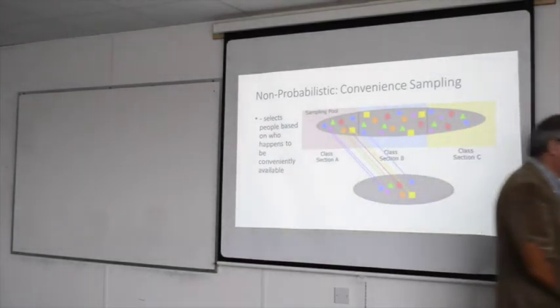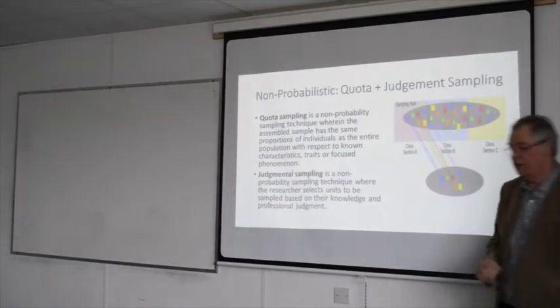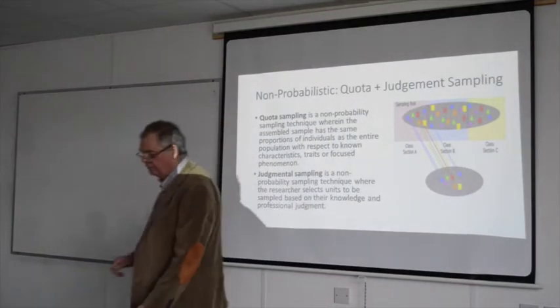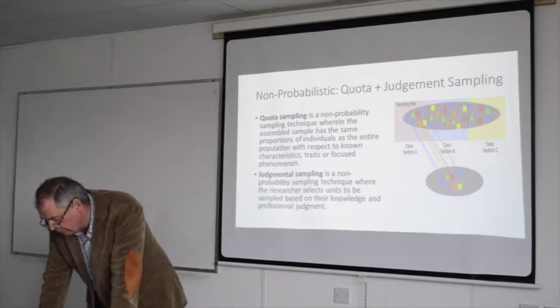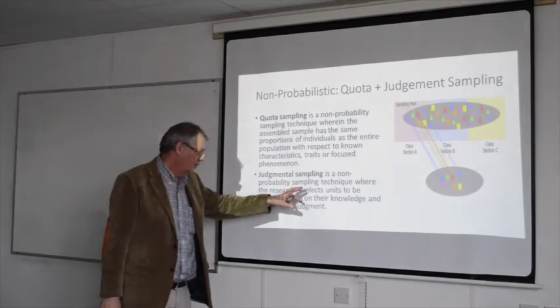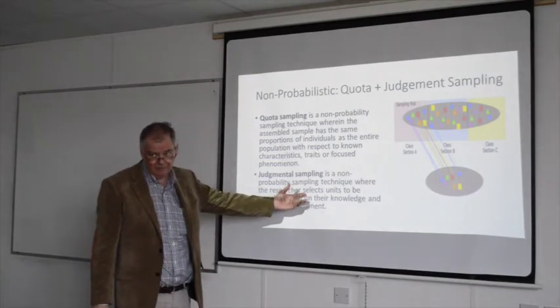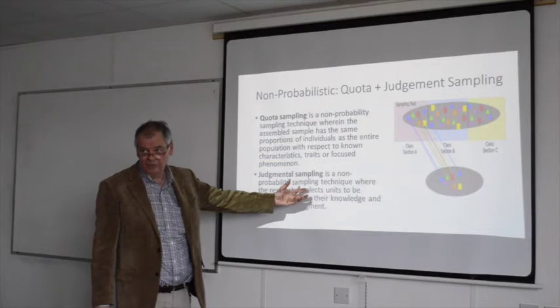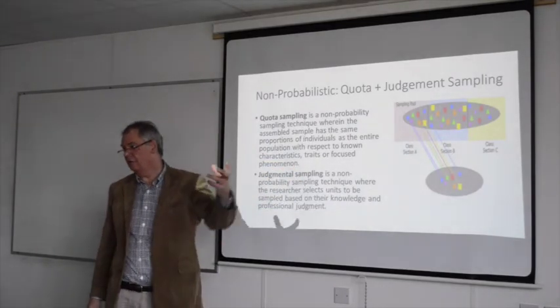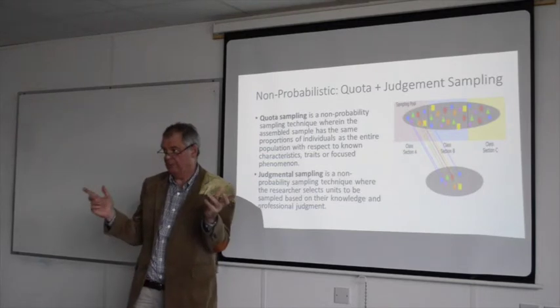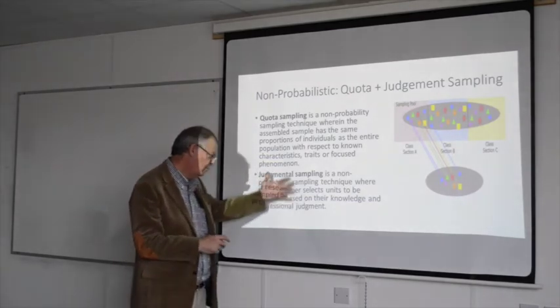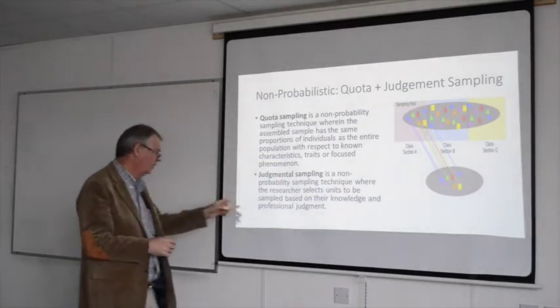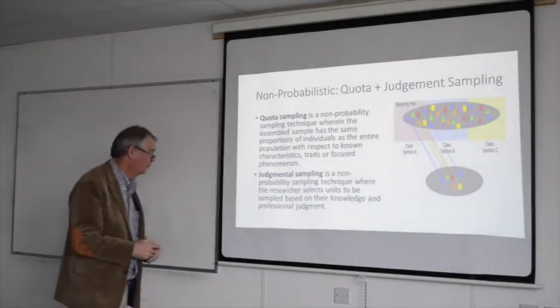A couple of other ones, very quickly. There is quota sampling and there is judgment sampling. For example, judgment sampling is one of those things where there's really solid bias built in. What you're doing is taking the experimenter, and they're going to use their own personal judgment to choose people because they feel that they've got a good handle on who it is that they need to have. That shows how biasing this can become. It's based on their knowledge and their professional judgment.